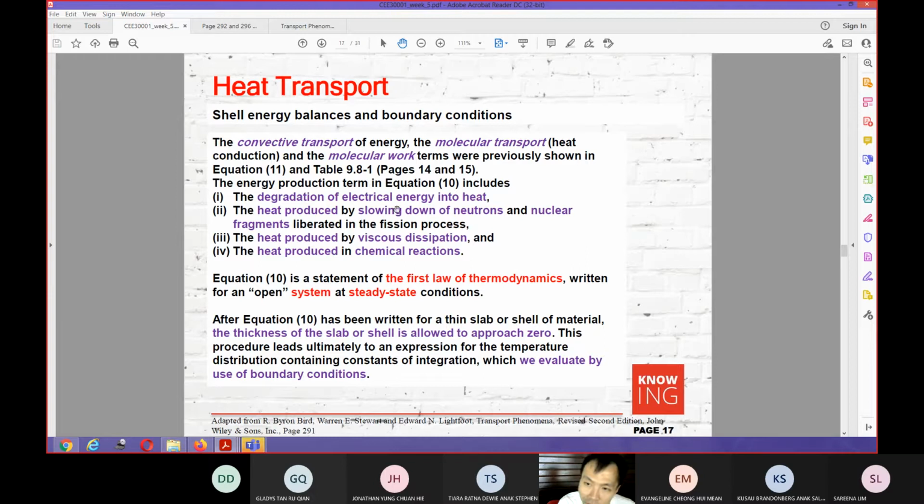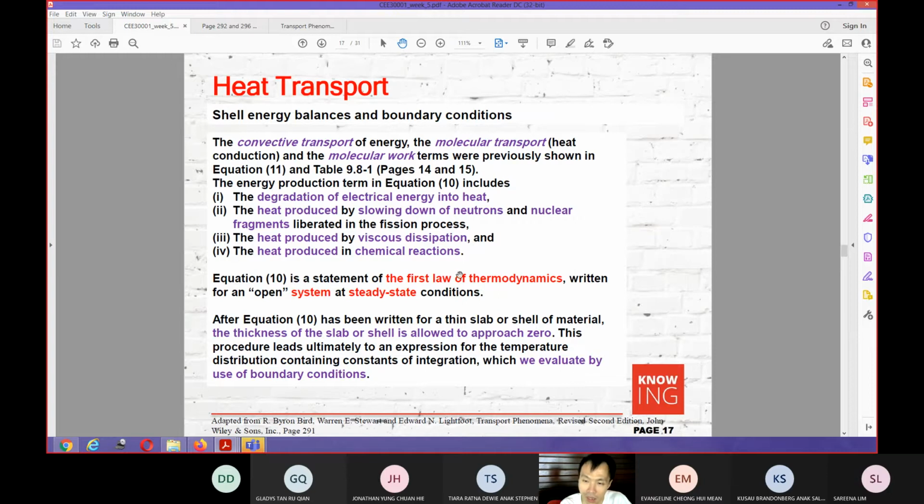It can come from the degradation of electrical energy into heat. It can also come as the heat produced by the slowing down of neutrons or nuclear fragments liberated in the fission process, or it can come from viscous dissipation. Viscous dissipation means that there is an element of velocity involved, where some of the friction from the fluid elements will be converted into heat. It can also come from chemical reactions.